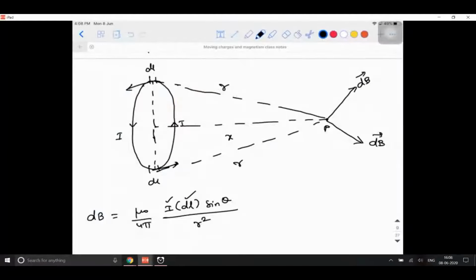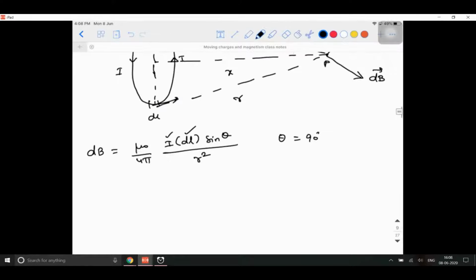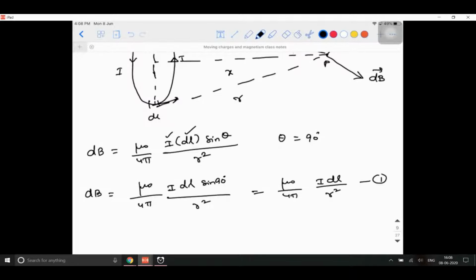So what is the angle between the dl vector and the r vector? Theta is equal to 90 degrees. Then what will be the value of dB? dB will be equal to mu naught divided by 4 pi into I dl sine 90 degrees divided by r square. This will be mu naught by 4 pi I dl divided by r square. Let this be equation number 1. I hope it is clear.